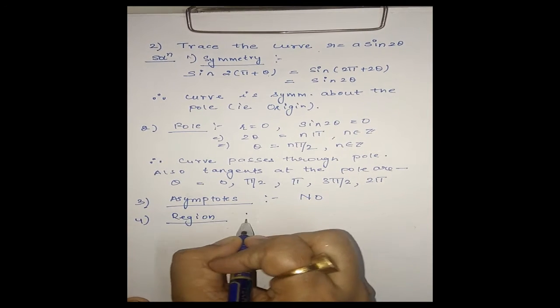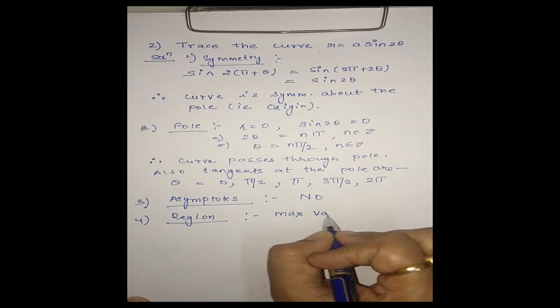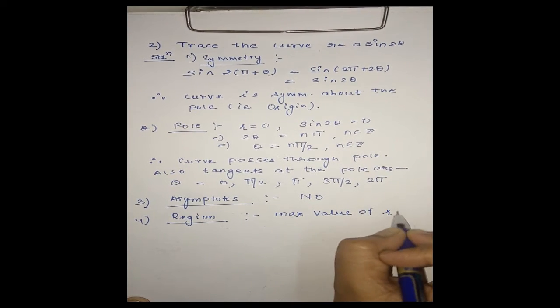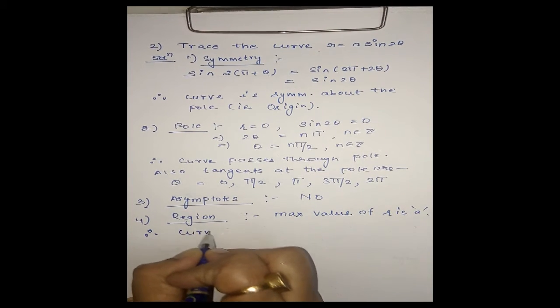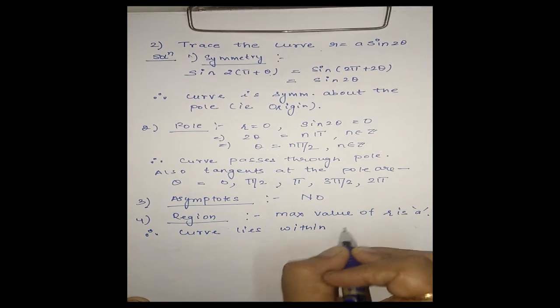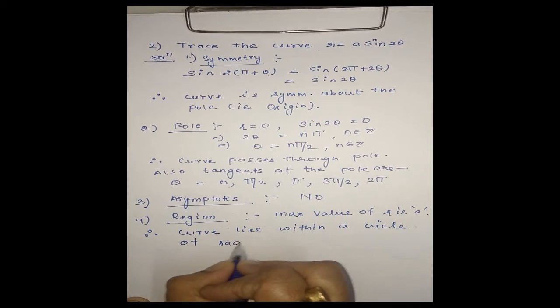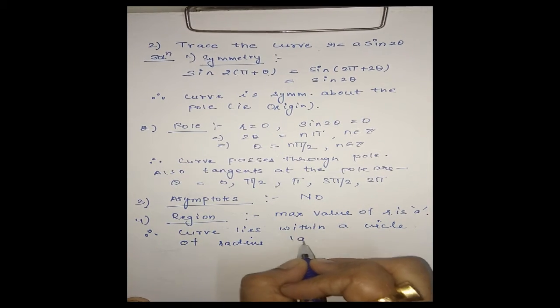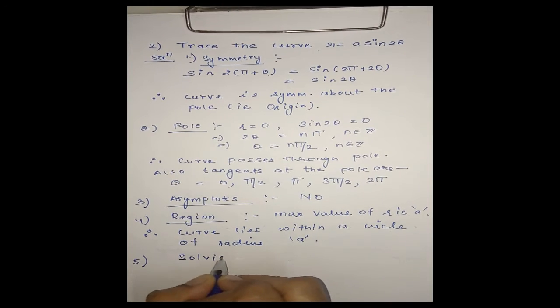Since the maximum value of sine 2 theta is 1, the maximum value of r is a. Therefore, the curve lies within a circle of radius a. This is the region of the curve r is equal to a sine 2 theta. Next comes solving the equation.